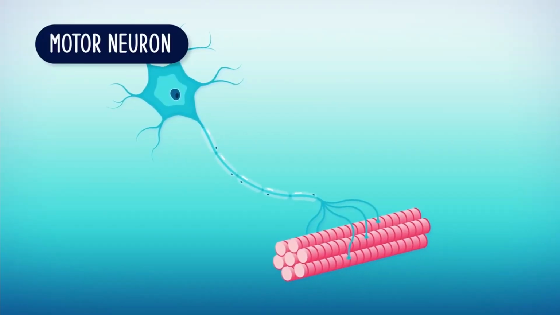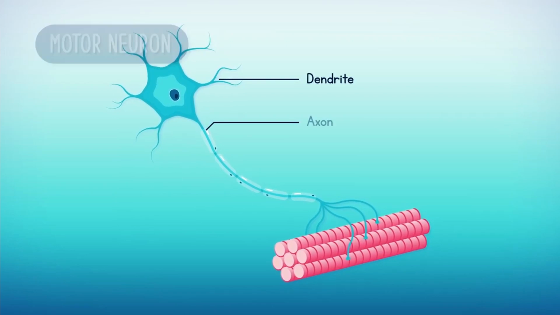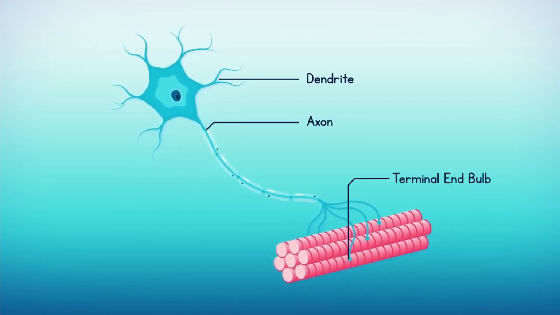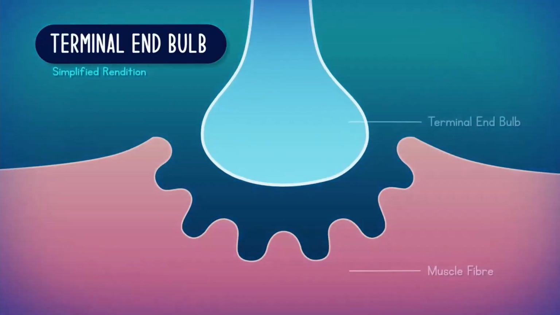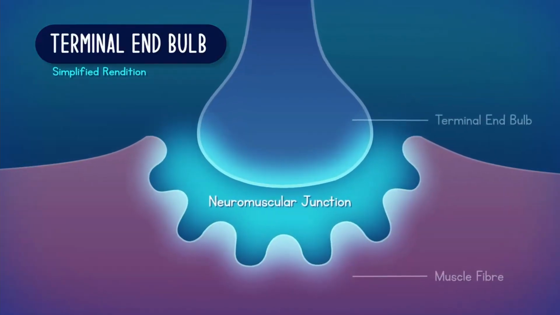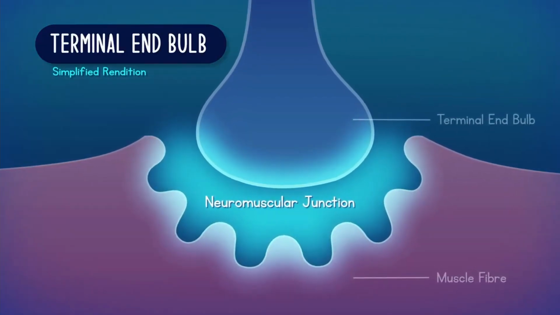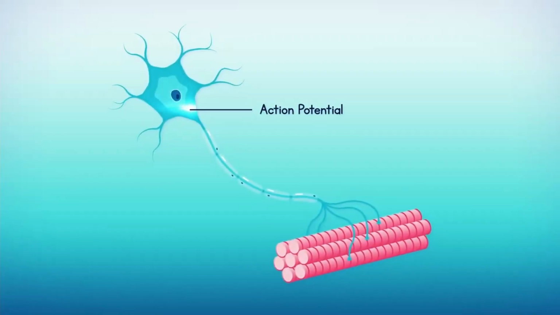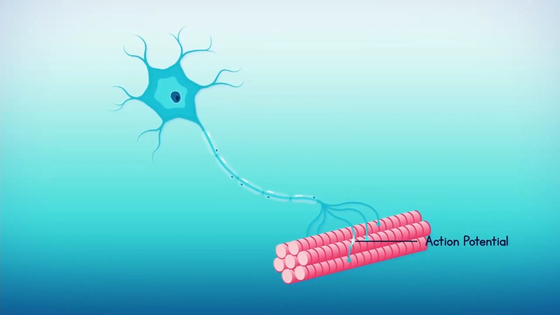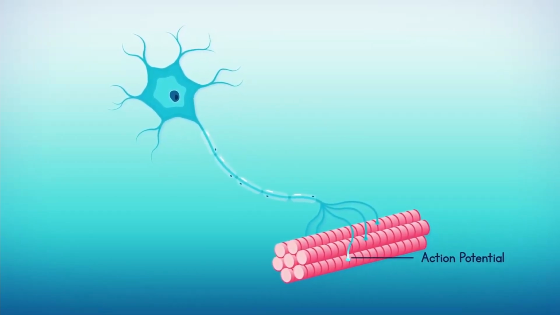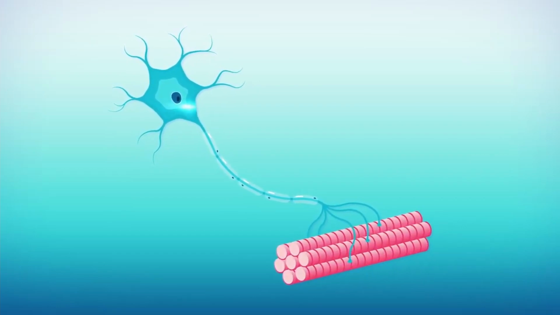When considering a motor neuron, it consists of dendrites, an axon, and terminal end bulbs, and ultimately innervates the muscle fiber. The neuromuscular junction is the junction or space between the end bulb and the muscle. A neuron will generate an action potential which will then propagate along the axon to the end bulb. This causes a chemical reaction in the junction, leading to a muscle contraction.